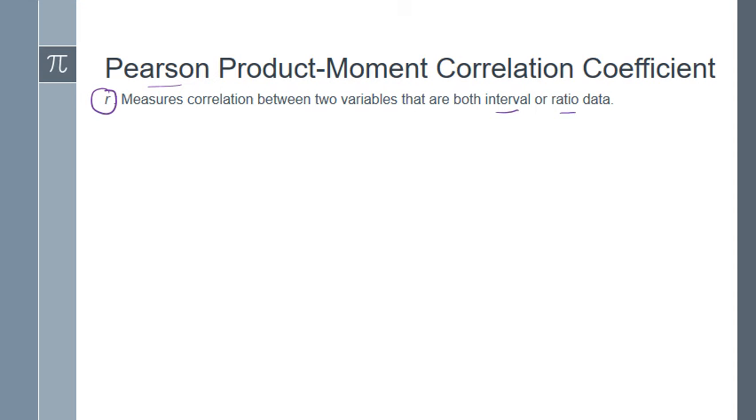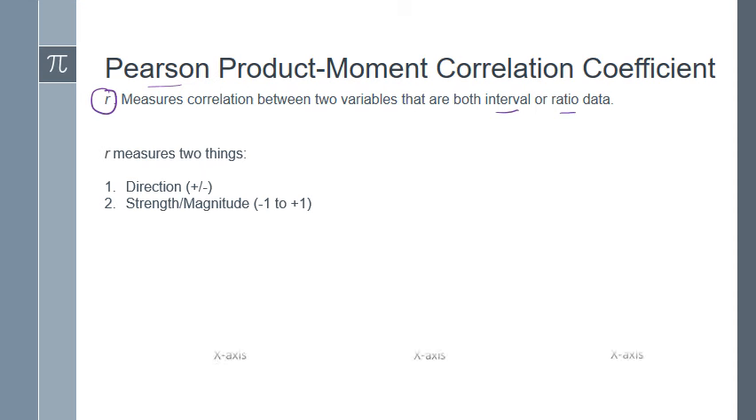So there's some things about it that we need to understand. First off, this correlation coefficient measures two things. First, it measures the direction. So correlations can either be positive or negative. Okay, so if we were to draw a positive correlation, I actually have that coming up right here. So correlations can go different directions.